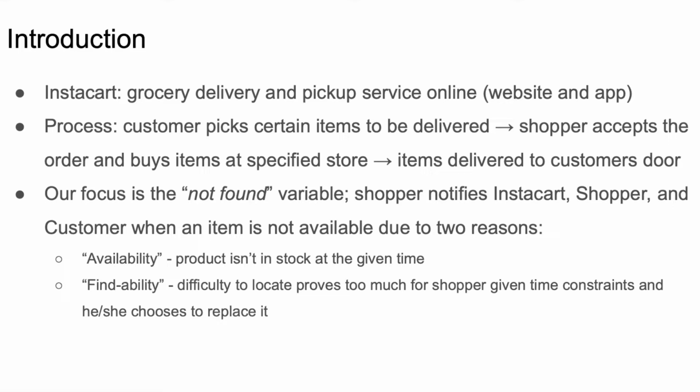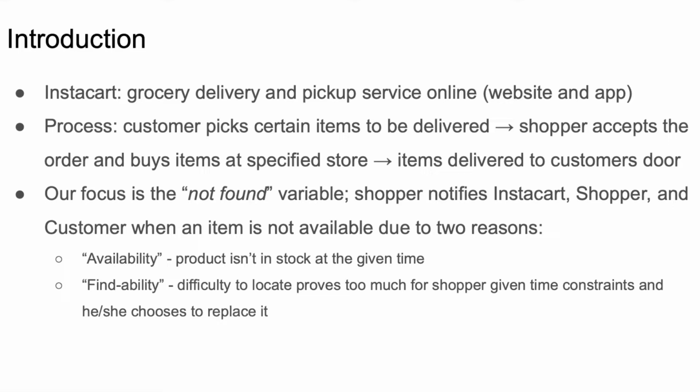Instacart needed a sophisticated prediction model for the availability of items in its retail partner stores to give them, the shoppers, and most importantly, the customers, the best possible experience. Using a binary variable, "not found," a shopper picking up items reports when one is not found in the store. An item cannot be found either if the product isn't in stock at a given time, which is availability, or if an item is too difficult to locate within a store and the shopper chooses to replace it due to delivery time concerns, or findability.